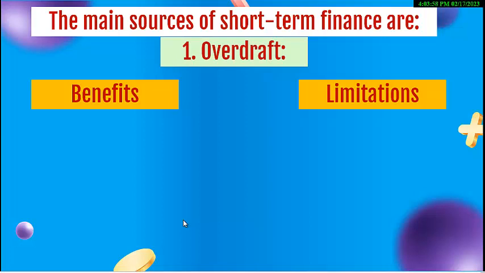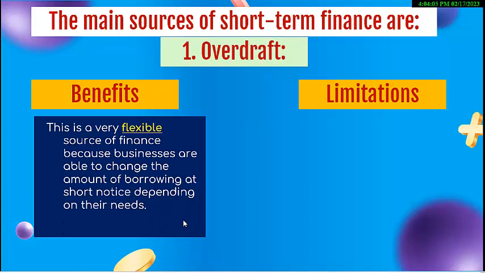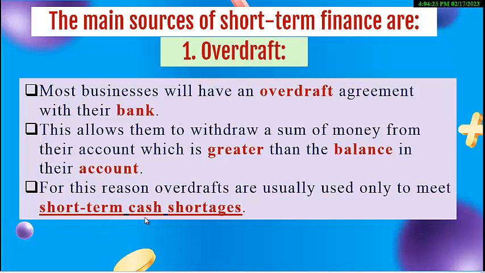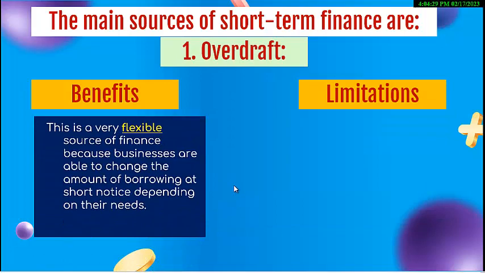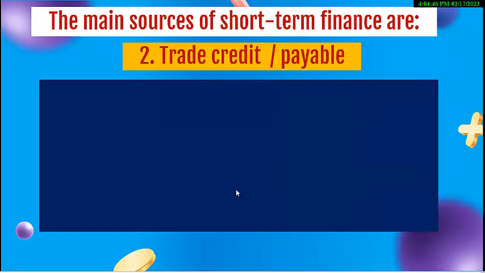What are the benefits and limitations of the overdraft? A key word for overdraft is the word flexible. It's a very flexible source of finance. Why? Because businesses are able to change the amount of borrowing at short notice depending on their needs. So, till now we have three terms that we link together: overdraft, short-term cash shortage, and the word flexible. And the limitations, of course, because it is a kind of borrowing, there is a cost: the cost of borrowing itself and the interest rate that you will have to pay.